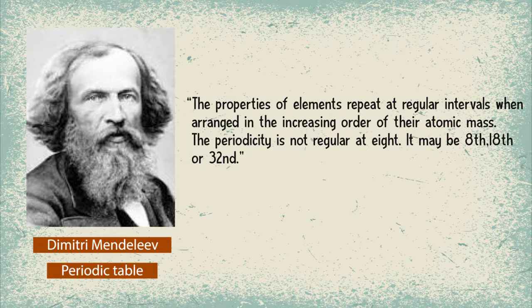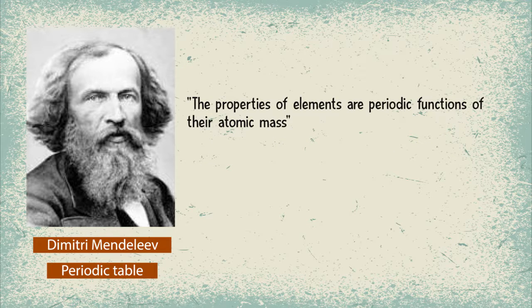Mendeleev modified Newland's law of octaves by replacing the word octaves by regular intervals. Mendeleev's periodic law is stated as the properties of elements are periodic functions of their atomic mass. The meaning is that the properties of elements repeat periodically at regular intervals when arranged in the increasing order of their atomic mass.